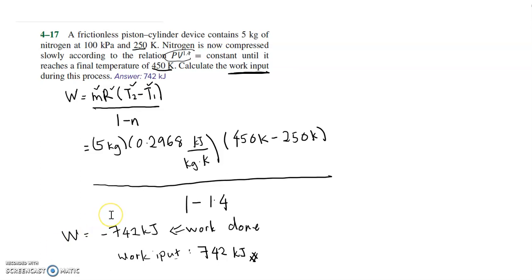Okay, we continue back. In the previous video, it was mentioned that your R, the gas constant, actually depends on the substance. So for example here, your R is equal to 0.2968. It is for nitrogen. You can find this value from Appendix A1 in your textbook.